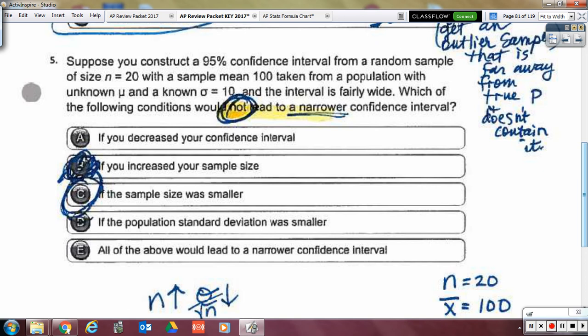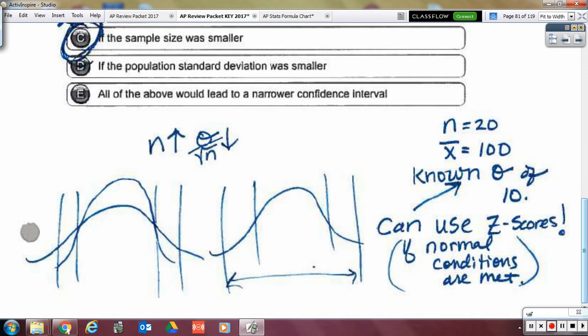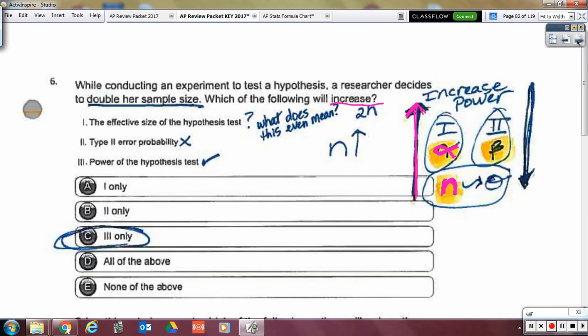Okay, here's another one that has to do with the size of your interval. Okay, so a sample size that's smaller makes it wider, not narrower. Okay? All right, moving on.